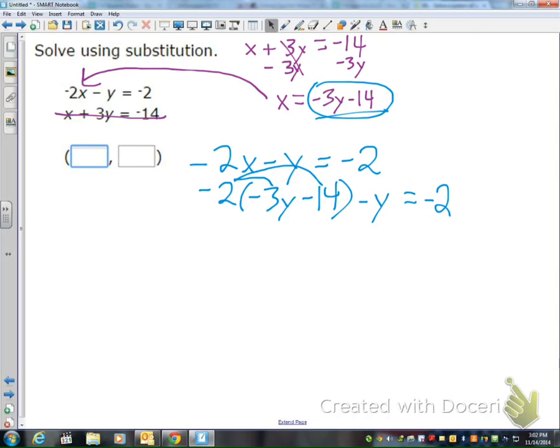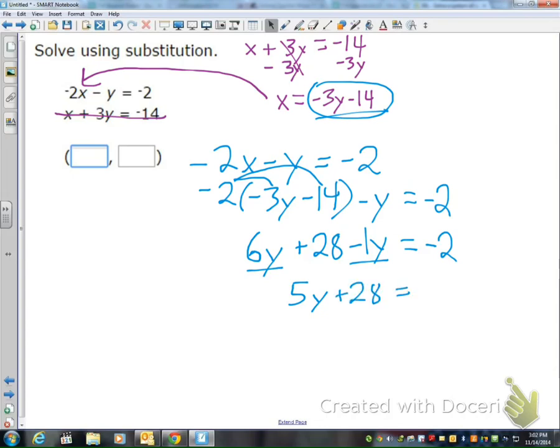So negative 2 and negative 3y make positive 6y. Negative 2 and negative 14 make positive 28. Minus y, which we remember is 1y. Although tons of us forgot it on the test, but that's okay. It's really not okay. We should remember that. So from here, now we combine like terms. 6y and negative 1y make 5y plus 28 equals negative 2.